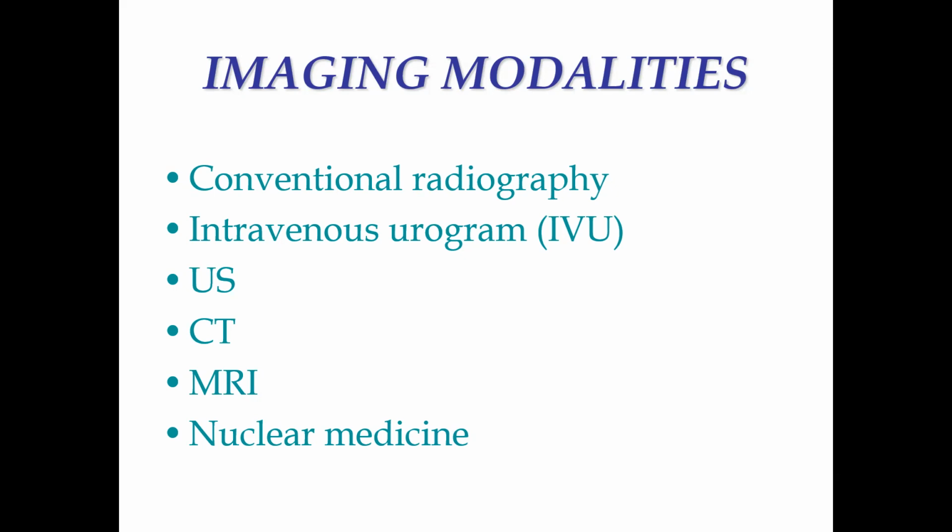Okay, once the contrast goes inside the body, it will be accumulating inside the nephrons, and then it will be excreted by the nephrons into the collecting system, and then it will come out and outline the urinary bladder and the ureter and the pelvis. So if we are trying to see the function of the kidney, we need to use contrast. So we'll see how it looks like and what is the advantage of IVP.